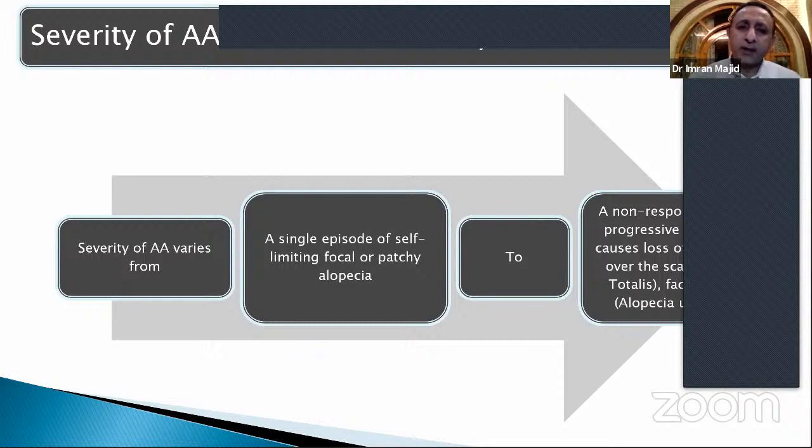Now, some examples of alopecia totalis. You can see the male with total loss of scalp hair, and this is alopecia totalis. And then there is a photograph of a female in whom the scalp as well as the body hair is involved, and that is known as alopecia universalis.